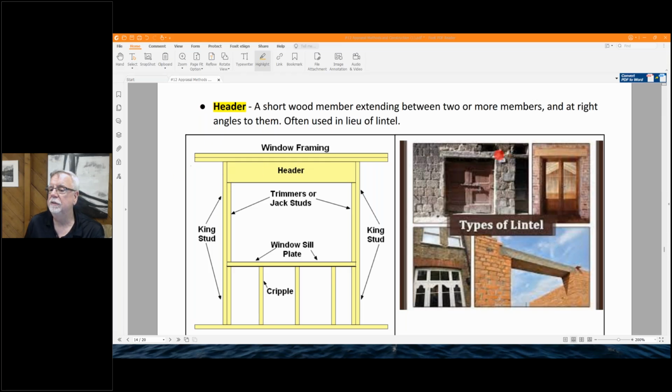Now lintels, you see these different diagrams. This one, see that part right above the door or the window, right? That's called a lintel, right? And a lintel, again, is above, and it's sort of like a beam that goes across the top.